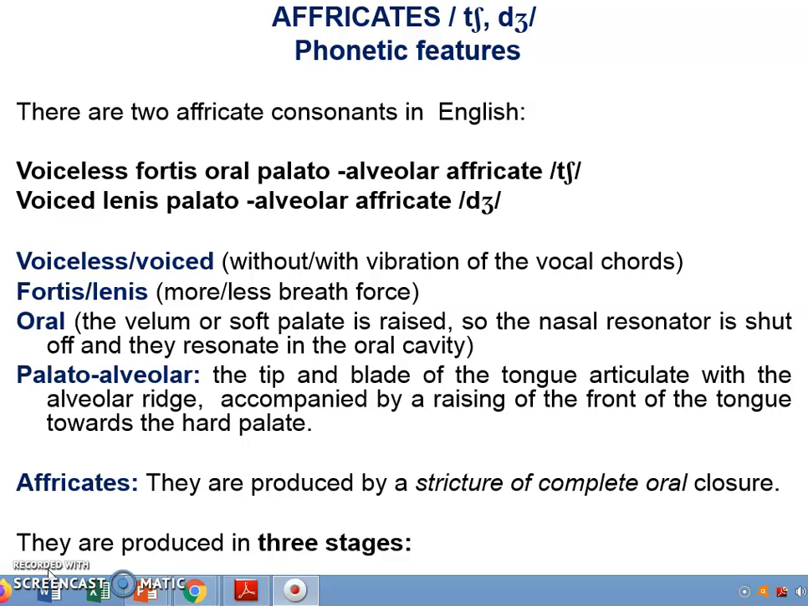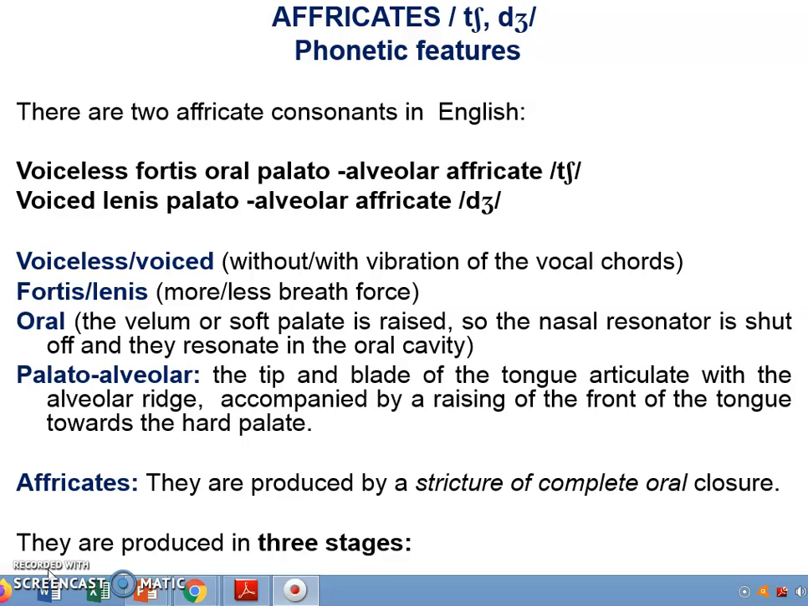When we describe ch and j as voiceless and voiced, respectively, we refer to the state of the glottis. In ch, the vocal cords don't vibrate, while in j they do vibrate. And because they don't vibrate in ch, we say it's fortis, because we need more muscular effort in its production as we don't have the support of the vocal cords, while in j, because the vocal cords vibrate, it's lenis. We don't need so much muscular effort in its production.